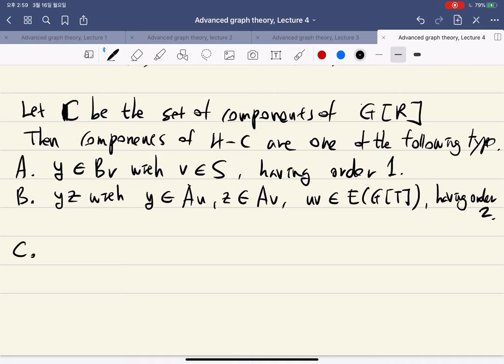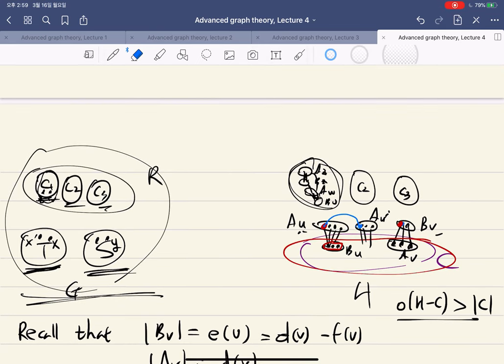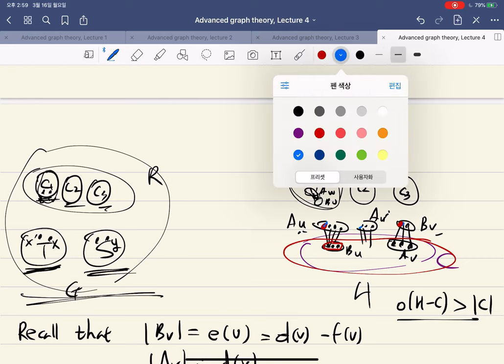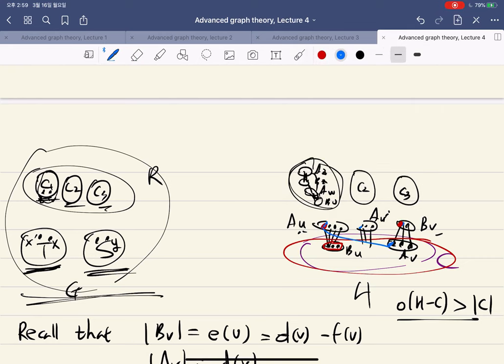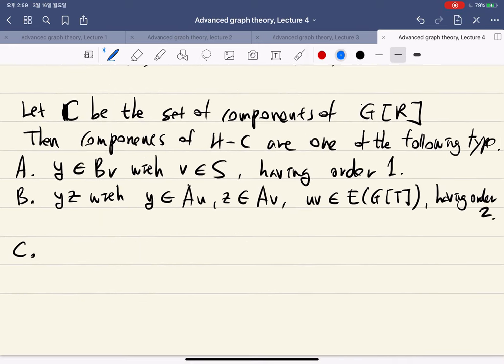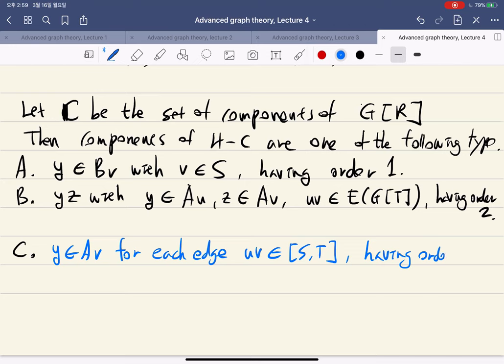And again, the other possibility was that it can have neighbors sending to this AV, which lies in C. In that case, it has size 1. So Y in AV, for each edge, say UV, which lies between S and T, having order 1.